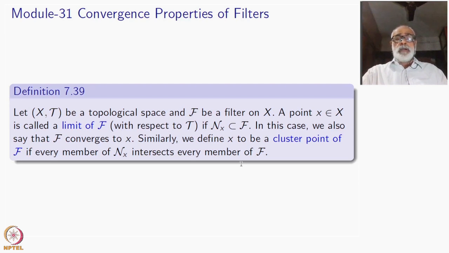A point of X is called a limit of F, or you can say a limit point, with respect to the topology τ. A limit will not be spoken of unless you have a topology. That is important. If the entire neighborhood system N_x, the set of all neighborhoods at the point x, is contained in the filter F, then we also say that F converges to x.